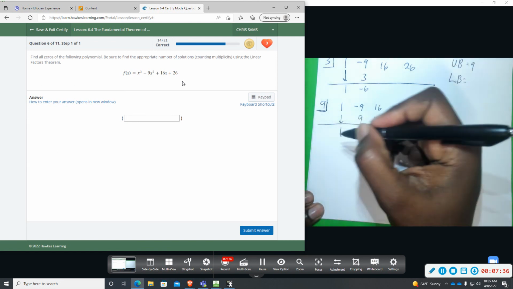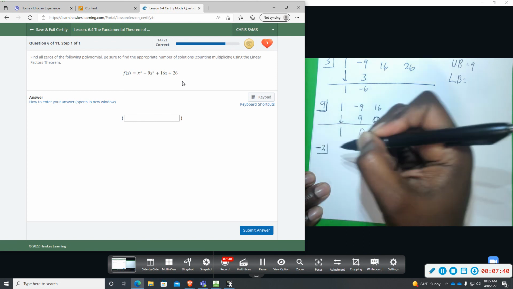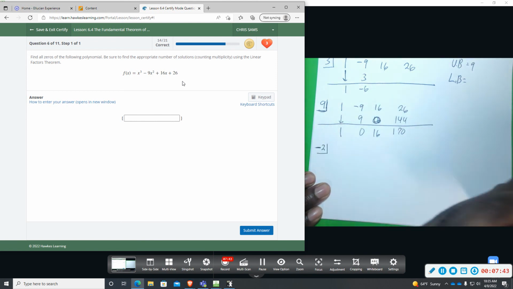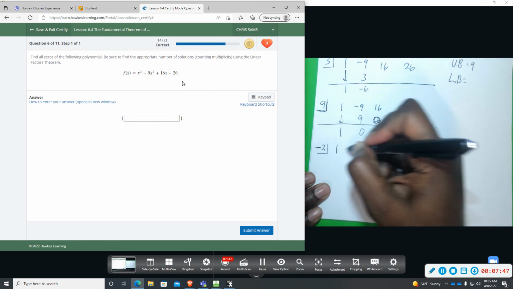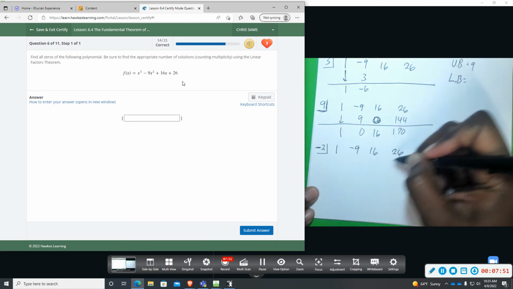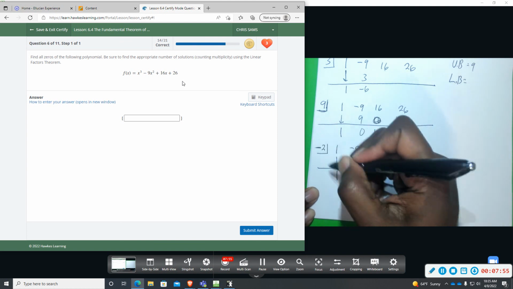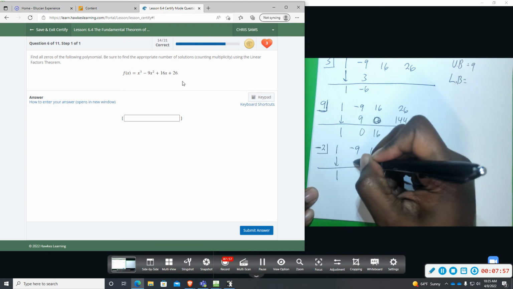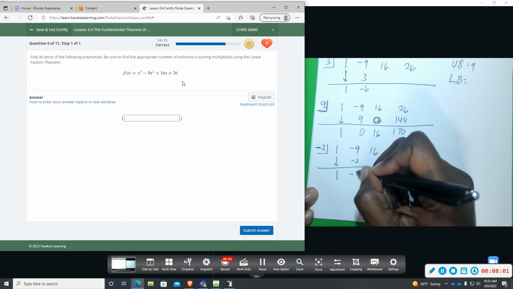So lower bound, I'm going to pick a negative number. It has to be a negative number. And you want your bottom row to alternate from positive, negative, positive, negative. So my leading coefficients are 1, negative 9, 16, and 26. Bring my first term straight down. Negative 2 times 1, negative 2. Combine, and we get negative 11.